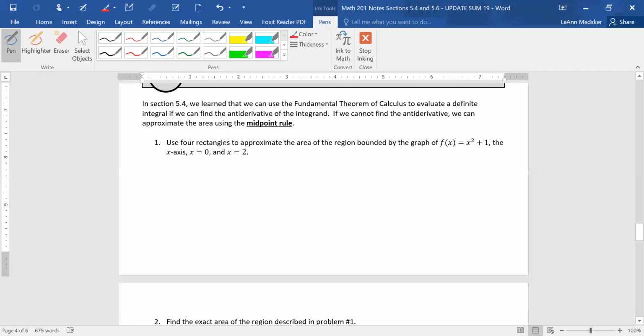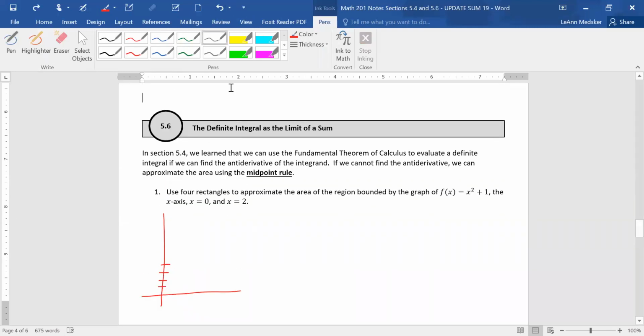So this says use 4 rectangles to approximate the area of a region bounded by the graph of f of x equals x squared plus 1, and the x-axis, and x equals 0 and x equals 2. So they're just telling us how to draw our picture. And I do like to draw a picture on these because then you can see visually what I mean by the rectangles. So we have that, we're going to plot this graph. Okay, and actually I'm going to make the bottom bigger because we're only going from 0 to 2. So I am going to space that out a little bit more.